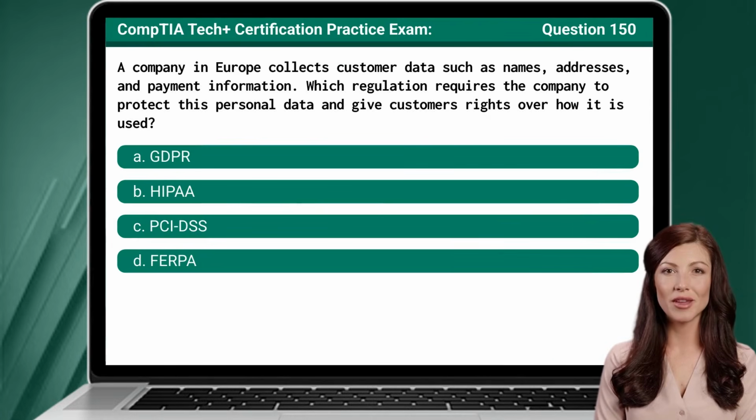Question 150. A company in Europe collects customer data such as names, addresses, and payment information. Which regulation requires the company to protect this personal data and give customers rights over how it is used?